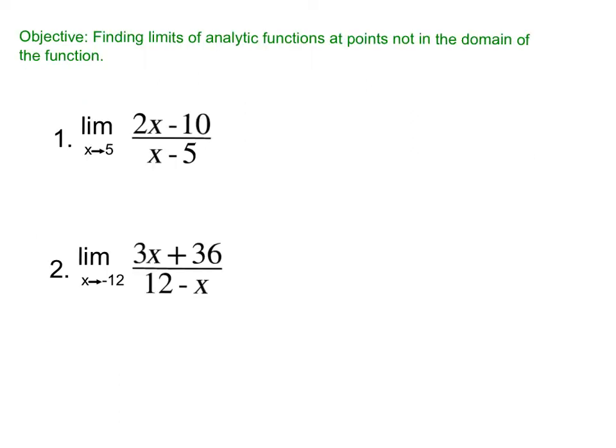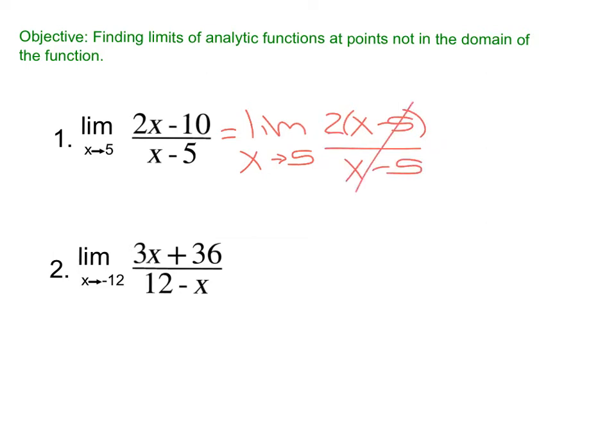Okay. So this is based on what we did yesterday. So pause it and do these two. All right. So if I rewrite this as the limit as x approaches 5 of 2 times (x minus 5) over (x minus 5), the x minus 5's cancel out, and we're just left with 2.